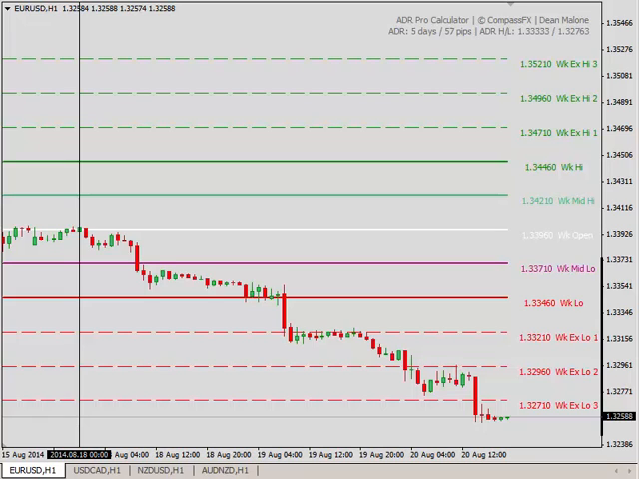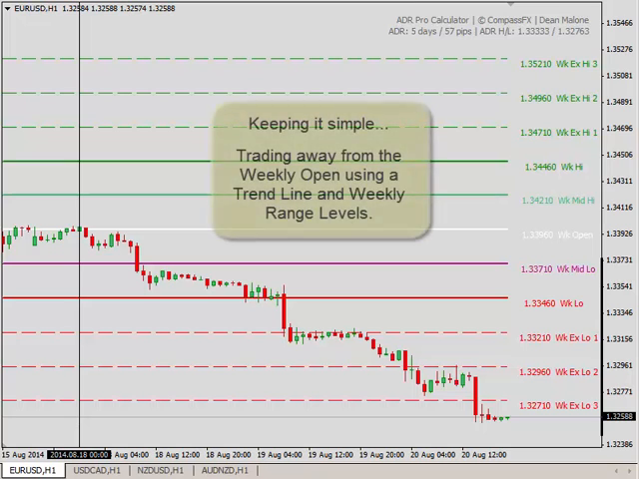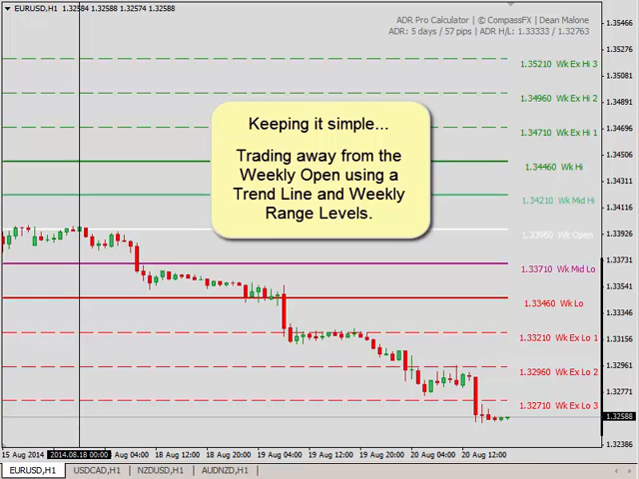I want to continue on the topic of keeping it simple. Keeping your trading simple. Today what I want to talk about is trading away from the weekly open using a trend line and weekly range levels.